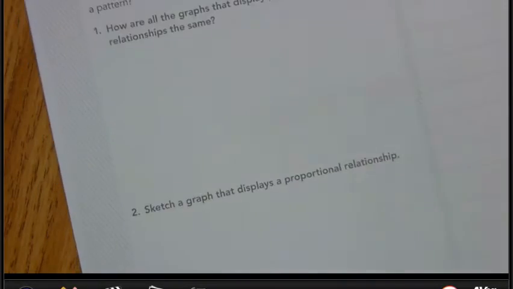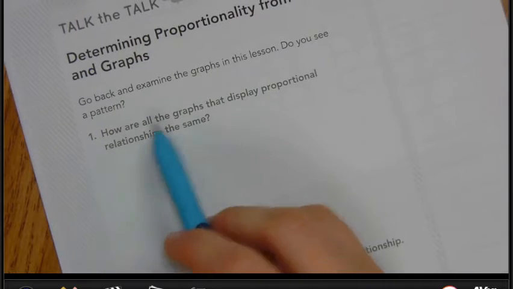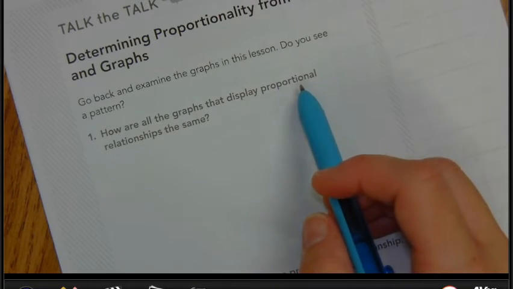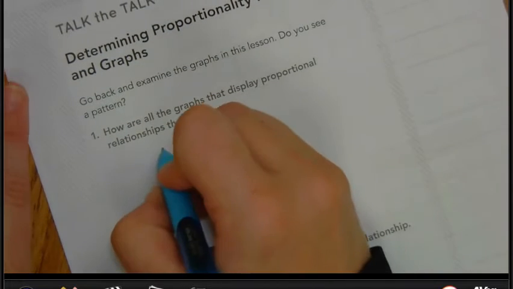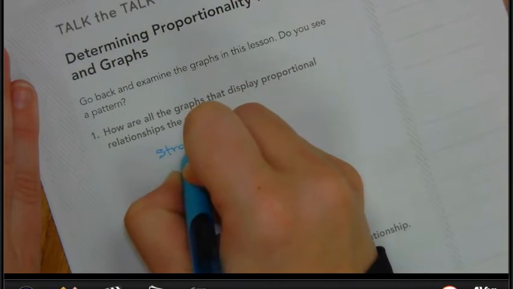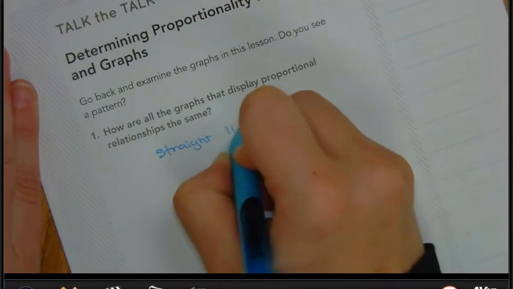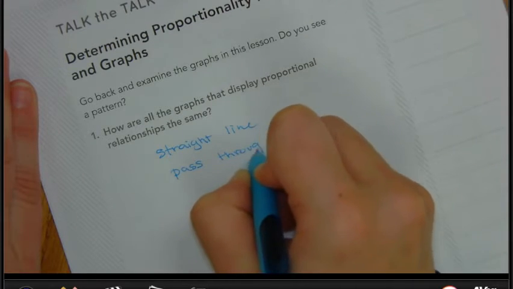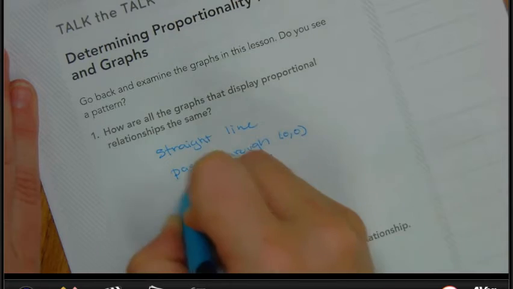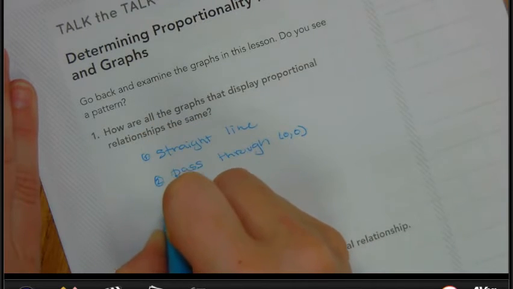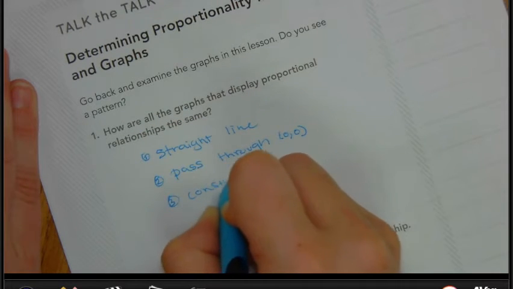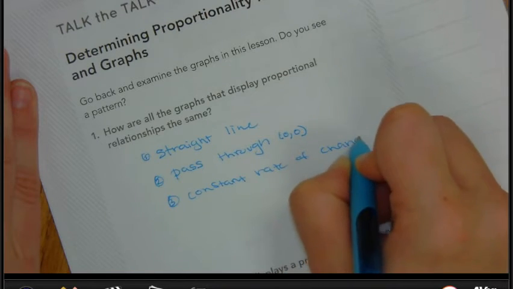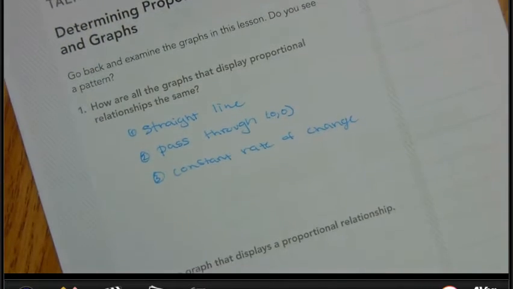Talk the talk. How are all the graphs that display proportional relationships the same? Well, we just answered this. As long as they are in a straight line, pass through 0, 0, and they have a constant rate of change, they will all be proportional.